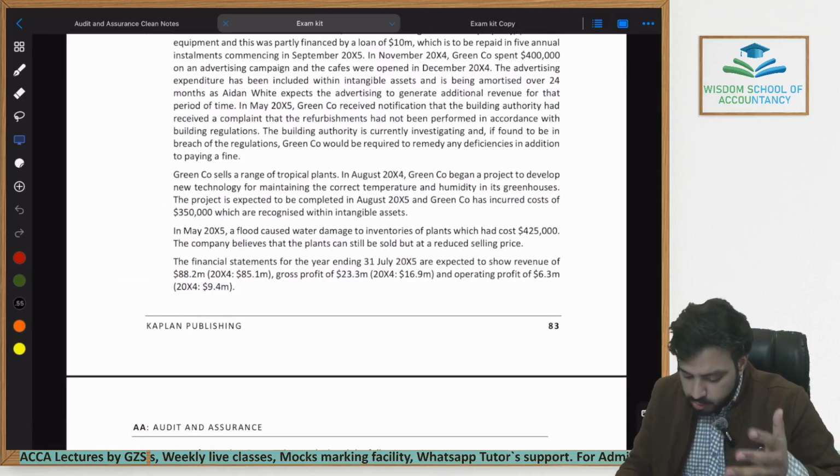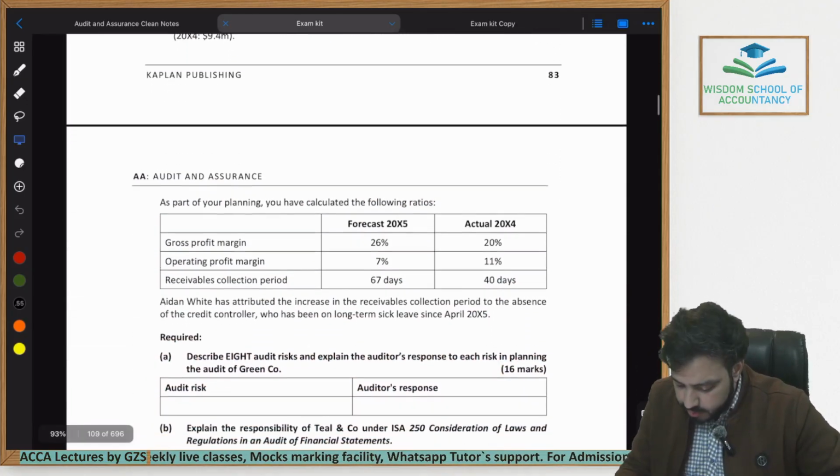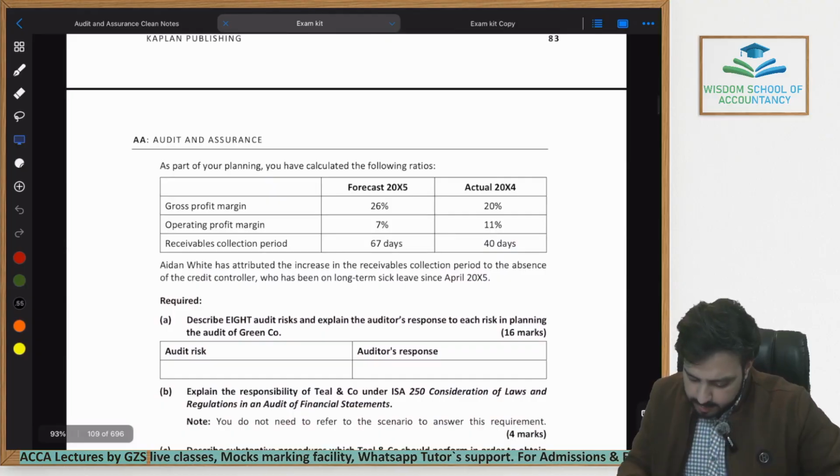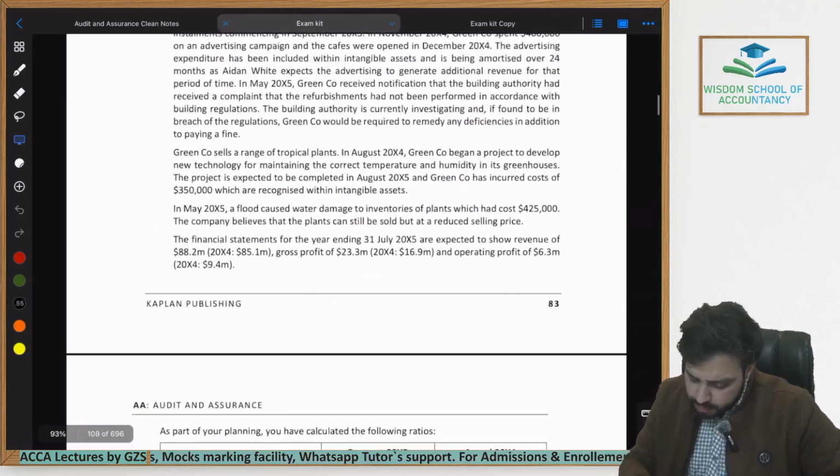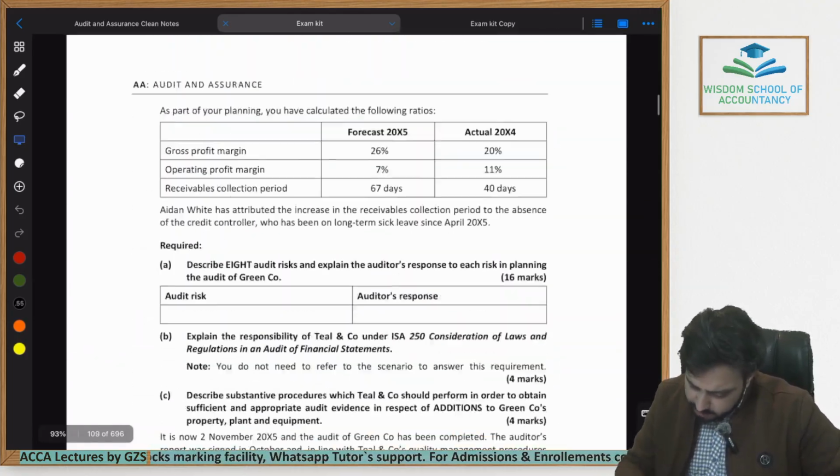That Word file will also be shared to you guys so that you can use it later on to understand how I have written down the risky areas. Now, before reading the question, first let's read the requirements. Before reading the scenario, let's read the requirements first of all.